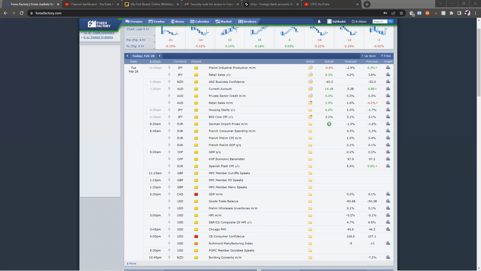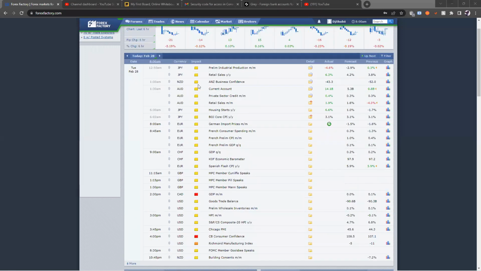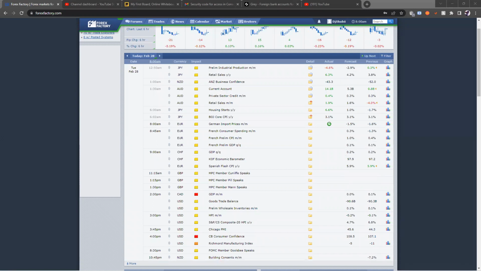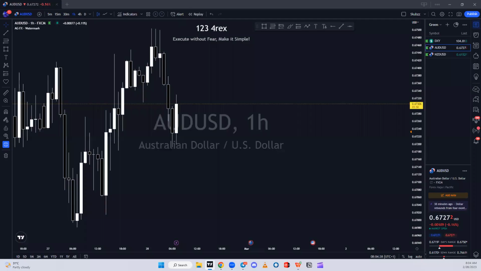So let's get started. Fundamental wise, we have a whole lot of low impact news, and then we have a high impact news on CAD by 2:30, and then another one on USD by 4 p.m. Consumer confidence and GDP on CAD. The rest is just small impact. But all these small impact news are actually plenty and will see a lot of movement. The movement might not be fast, but we'll see a lot of movement today. So let's jump on our charts here and see what we can get.